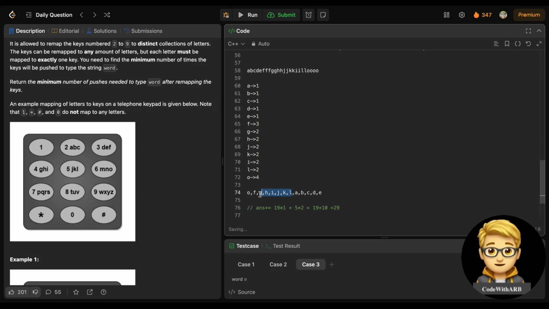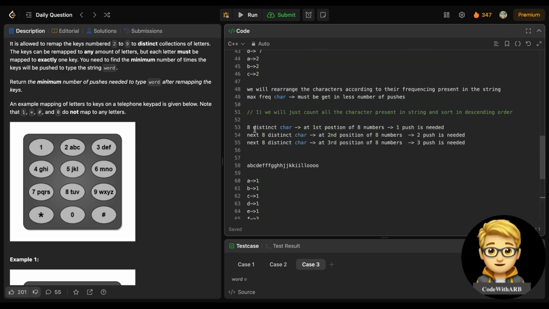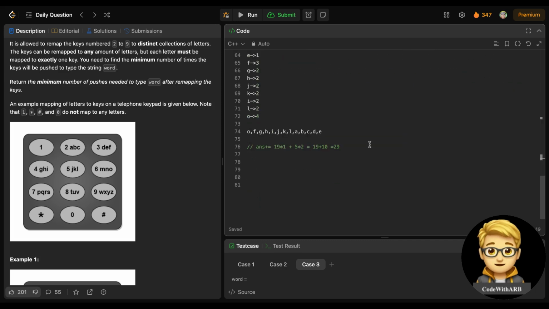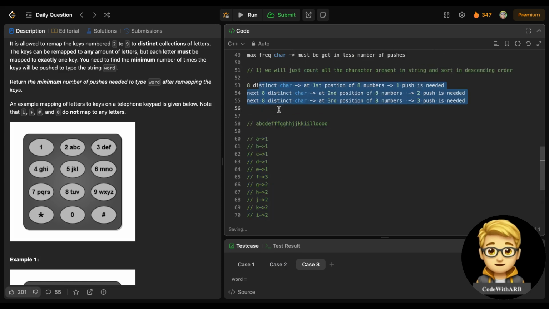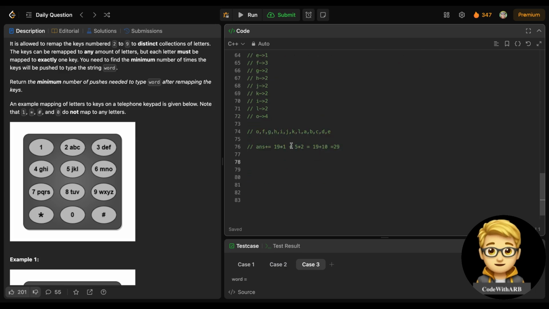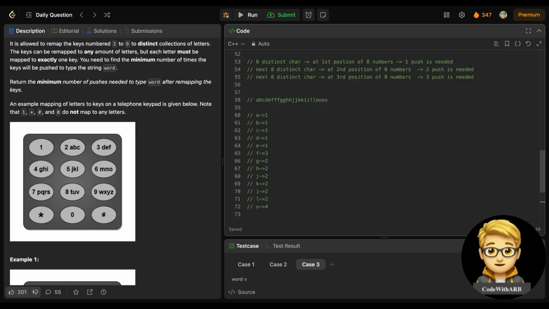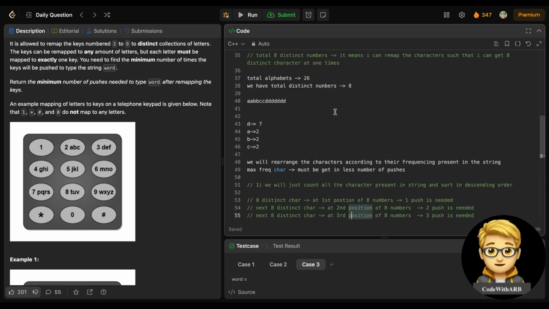So basically we need to determine that for 8 characters 1 push, for the next 8 characters 2 pushes, for the next 8 distinct characters 3 pushes are needed, right? So how will we generalize this formula? Basically, if you see, we are moving 8 characters at a time. If there are less than 8 distinct characters, I need only one push. That's the same thing which I have written here, you just need to implement it.